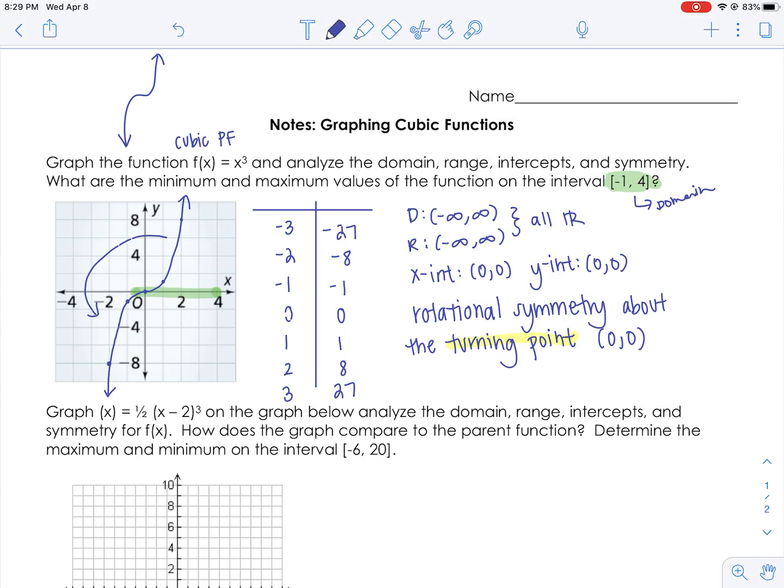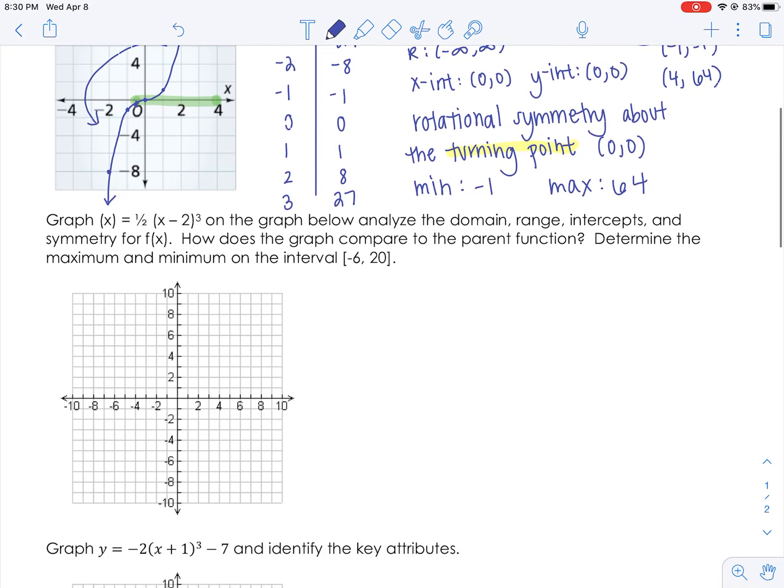Well, I can see the minimum from the graph, because remember my point -1, -1. And if I plug in 4, 4 goes way off my graph, because 4 to the power of 3, 4 cubed, is 4 times 4, which is 16, times 4 is 64. So that tells me that my minimum is -1 and my maximum is 64.